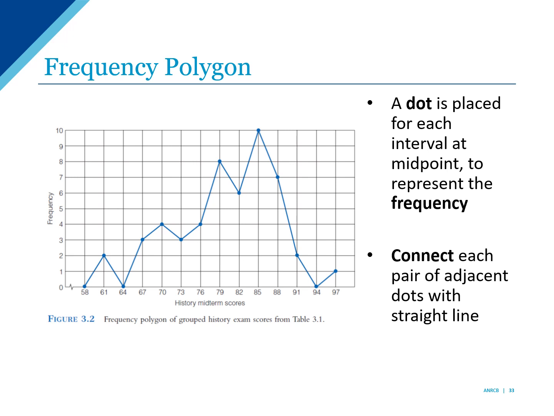A frequency polygon is similar to a line graph of a histogram. This is the frequency polygon for histogram of our exam scores. A dot is placed at each interval midpoint, and then each pair of adjacent dots are connected with a straight line.